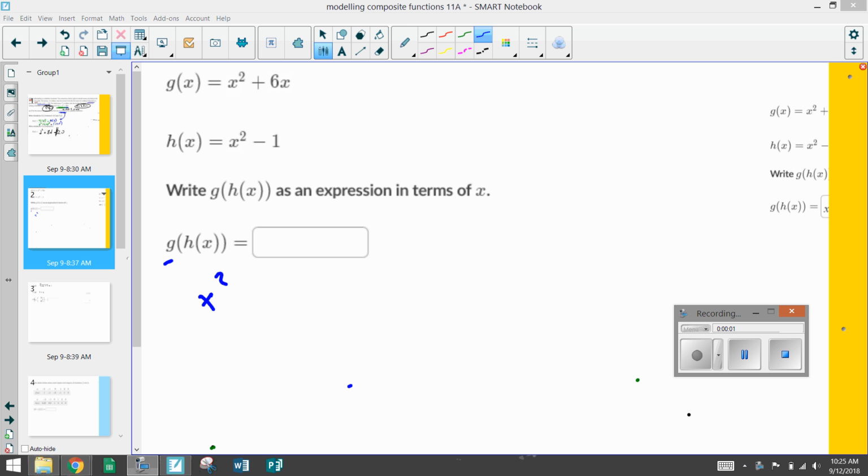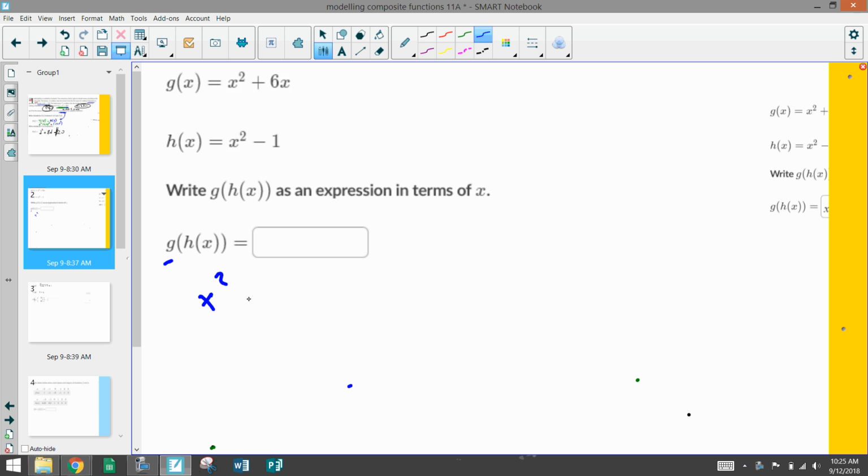Able to figure it out. Watch one more time, then you'll see the solution. Now, x squared plus 6x. This is your main function because g comes first.